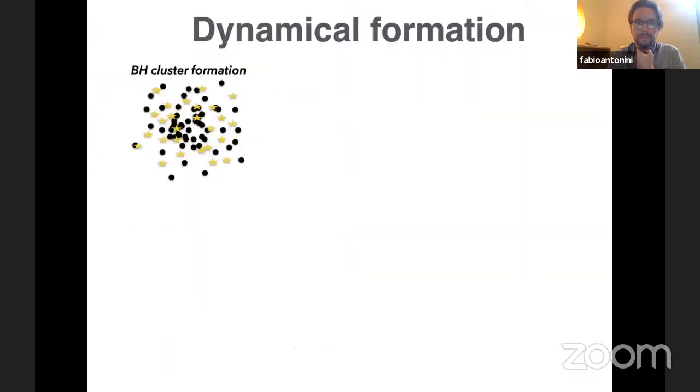So how do black hole binaries form in a dense star cluster? Well, I will give you just a schematic representation of all the processes that go into this formation channel. You start from your star cluster. The most massive stars in the star cluster evolve and form black holes.